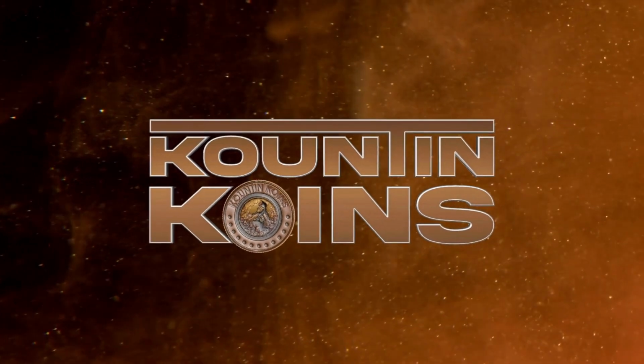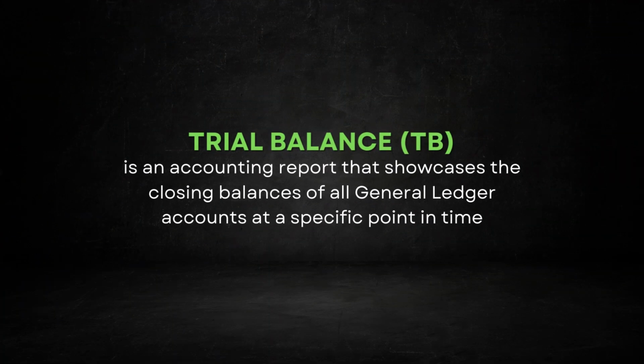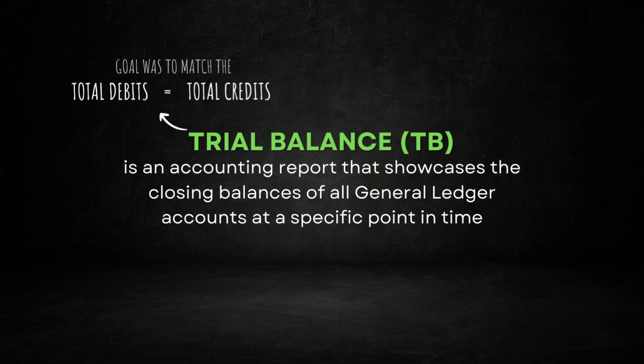A trial balance, often abbreviated as TB, is an accounting report that showcases the closing balances of all general ledger accounts at a specific point in time. In the days of manual accounting on paper, the trial balance served as a crucial tool to ensure the accuracy of the financial records. The goal was to match the total debit balances with the total credit balances.